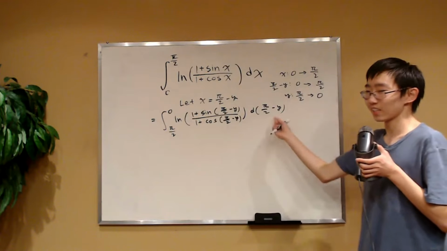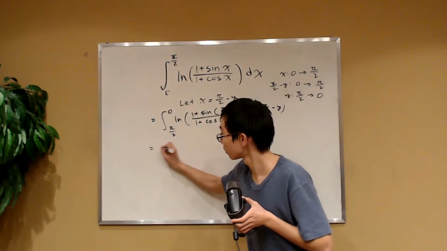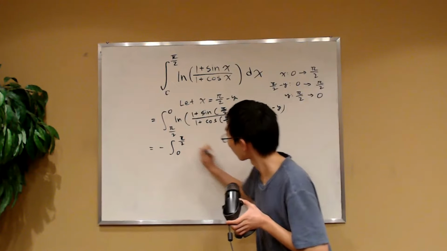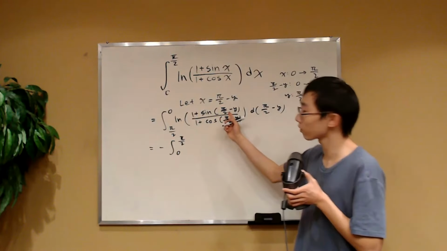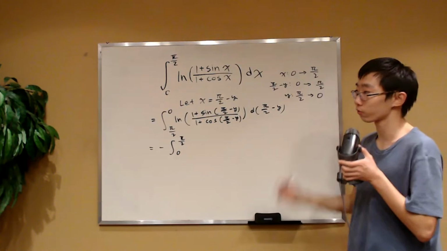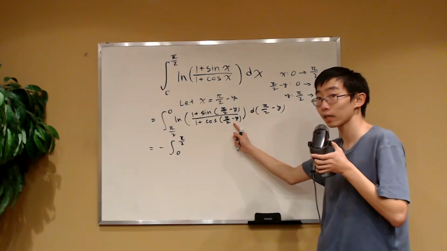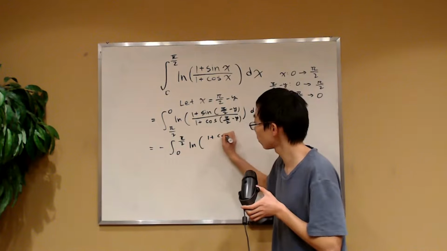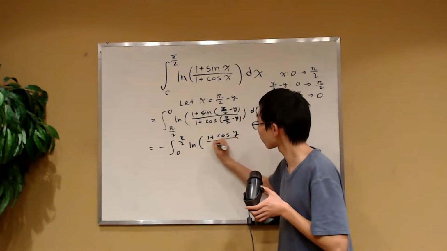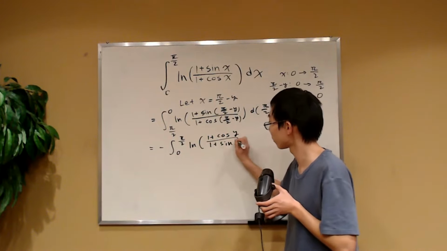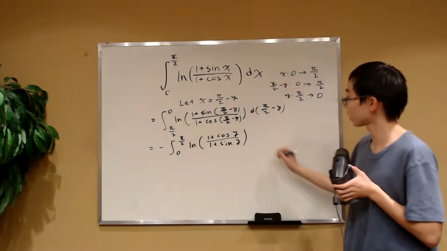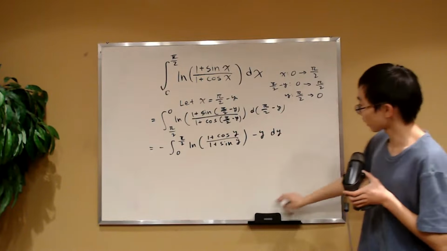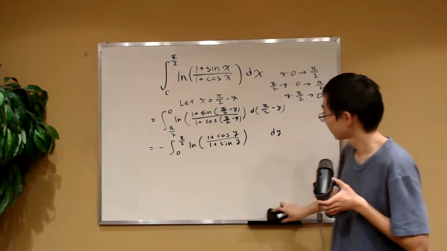Okay, now let's simplify this. This is equal to the negative integral from 0 to pi over 2 of, and notice that sine of pi over 2 minus y is cosine of y. And likewise down here, we have a sine of y. So this is equal to the natural log of 1 plus cosine of y over 1 plus sine of y. And over here, this is equal to negative y, dy. Sorry, not negative y, just negative 1, right? So negative 1.